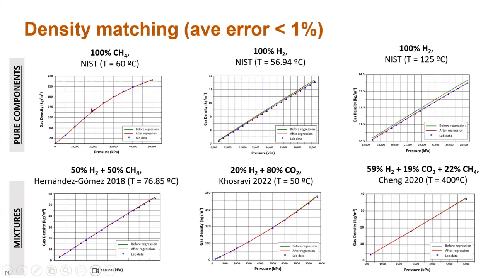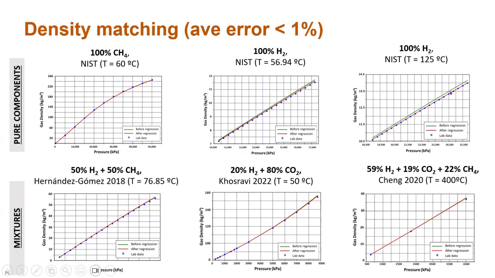So as you can see, it's possible. You can match density, and density is important to control the buoyancy effect in porous media. So for methane it is predictive. All these graphs have less than 1% deviation. For hydrogen, at 60 degrees C and at 125 degrees C, it is predictive.